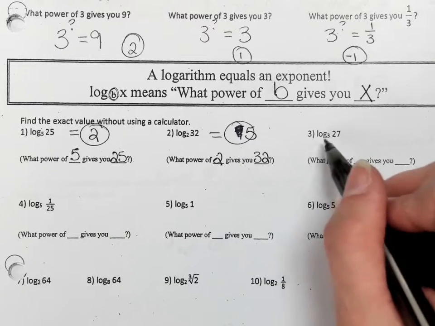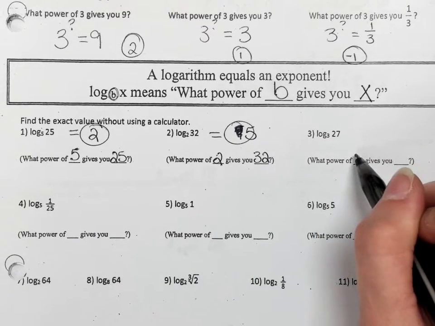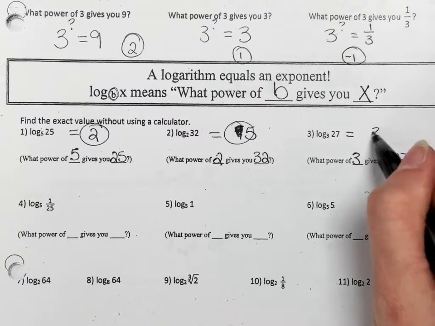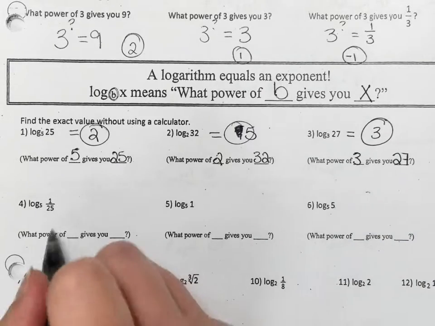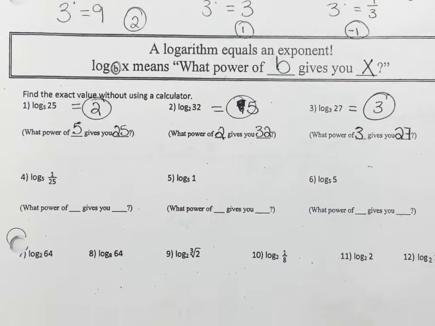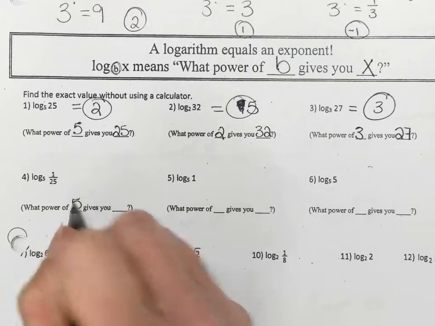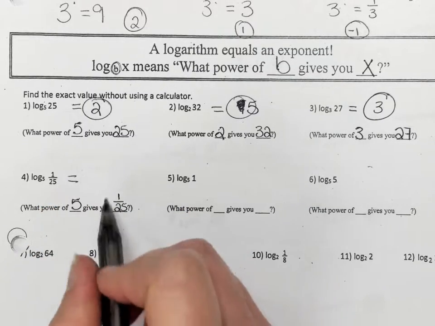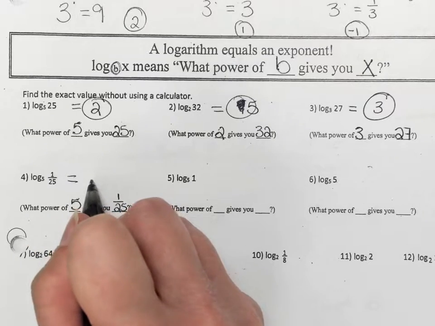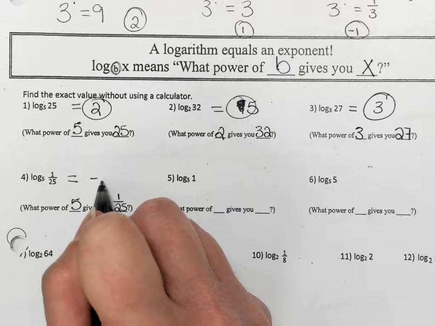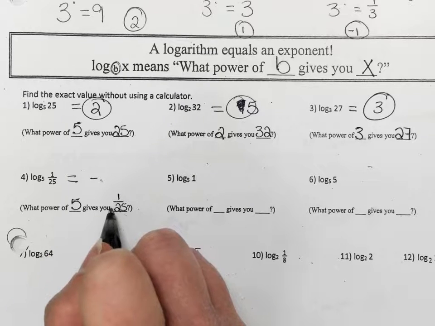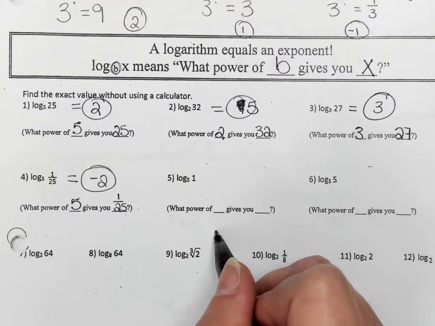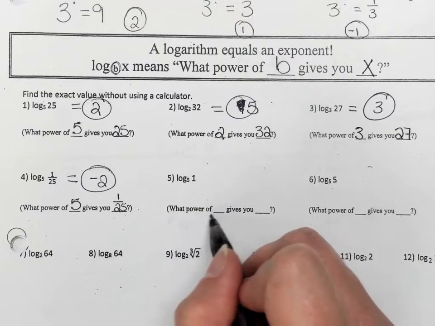All right, what about number 3? How do I rewrite it? What power of 3 gives you 27? To the third. Very good. All right, number 4. Kai, how would I write that? What power of what number? 5, and then gives you what? There you go. All right, Leslie, can you help me out? What power of 5 gives you 1 over 25? Negative what? 5 to what power is 25? 2. Very good. So it'd be negative 2. All right, Will, can you help me out? How would I say number 5? What power of what?